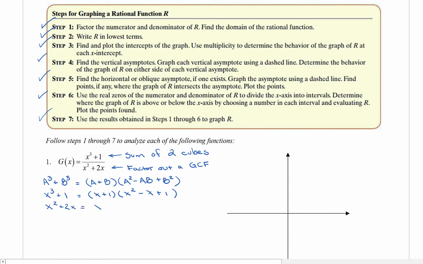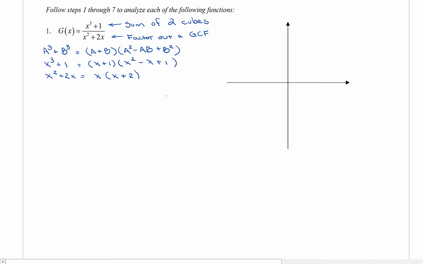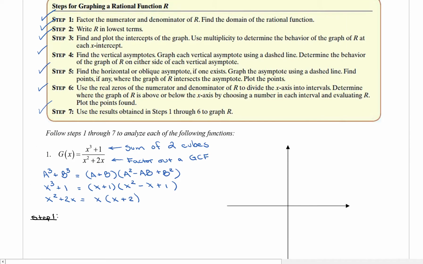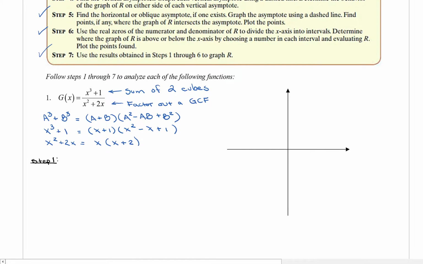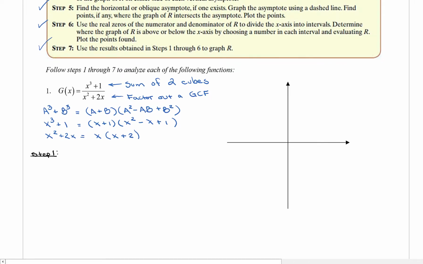And x squared plus 2x, I can just factor out a GCF of x, and that's going to leave me with x times the quantity x plus 2. So looking at these here, I notice that there are no common factors between the numerator and the denominator. So this tells me that this is already in lowest terms. Okay, so number 1, factor the numerator and denominator. We did do that. Yes. So we've got that. And since it's factored, we can find the domain.